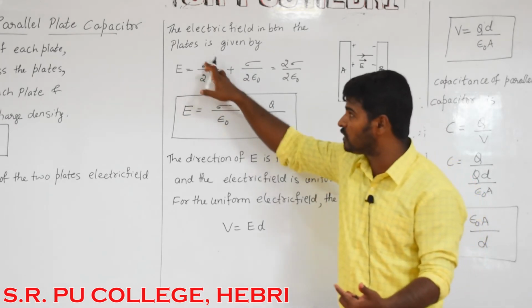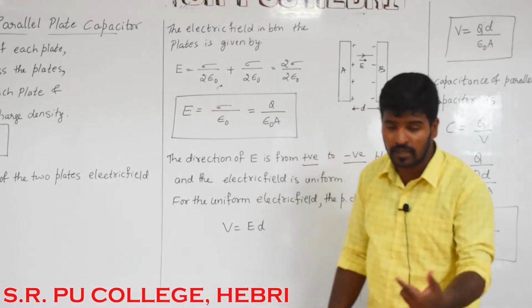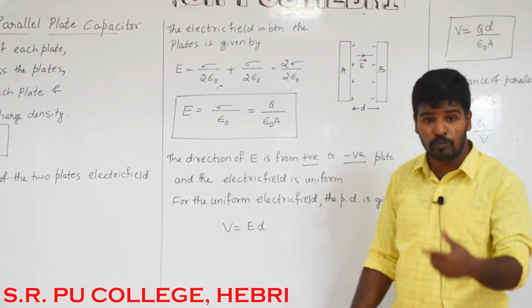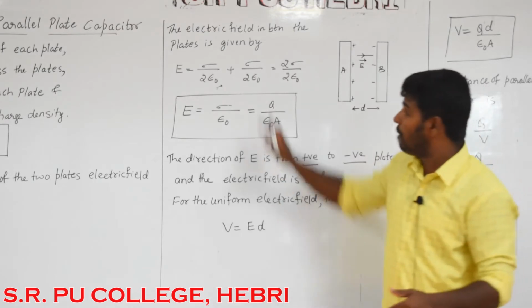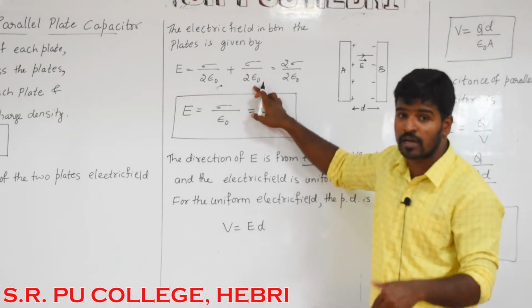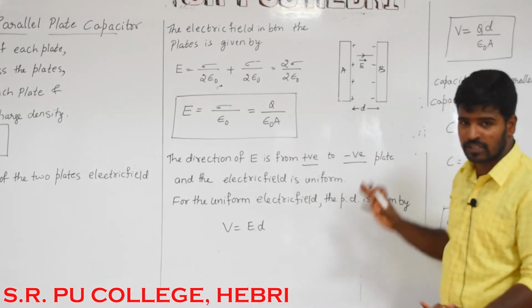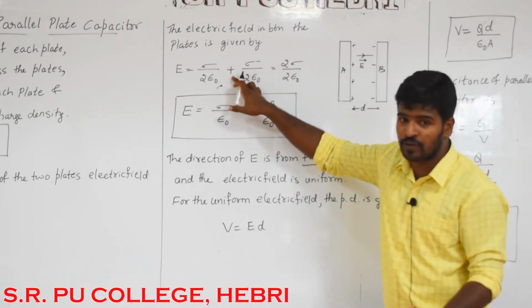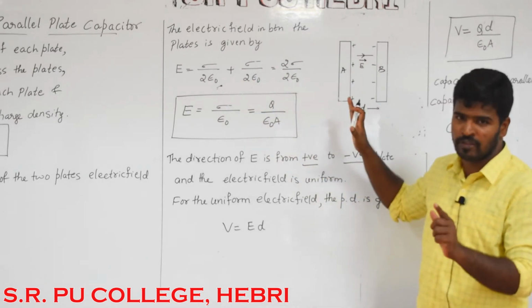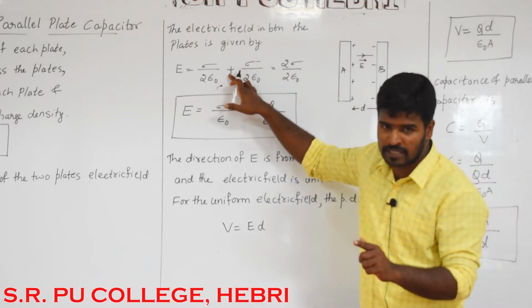Therefore E is equal to sigma divided by 2 epsilon naught because of the positive charge carriers, or the positive potential on plate A. Plus sigma divided by 2 epsilon naught is the expression because of the plate with the negative potential, but the resultant electric field, the sum of the electric fields, we get in between the plates. Hence I have written a plus.